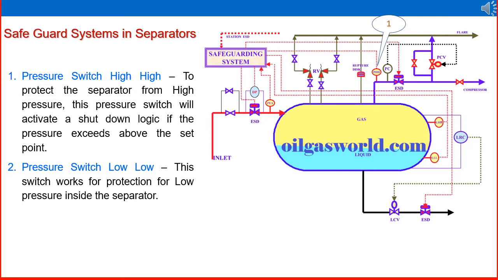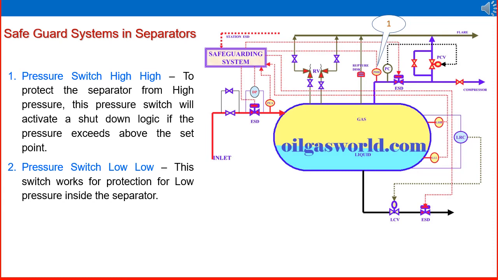Safeguard systems in separators. One is the pressure switch high. The separator is operating at very high pressure. In any abnormal condition, the downstream pressure can go high or low, or the upstream pressure before the separator, coming from the wellhead upstream area, can go high or low. The separator pressure, the line pressure or the inlet pressure can go high or low. Both conditions can create a dangerous situation, so we have to protect our vessels, operators, personnel and the environment.